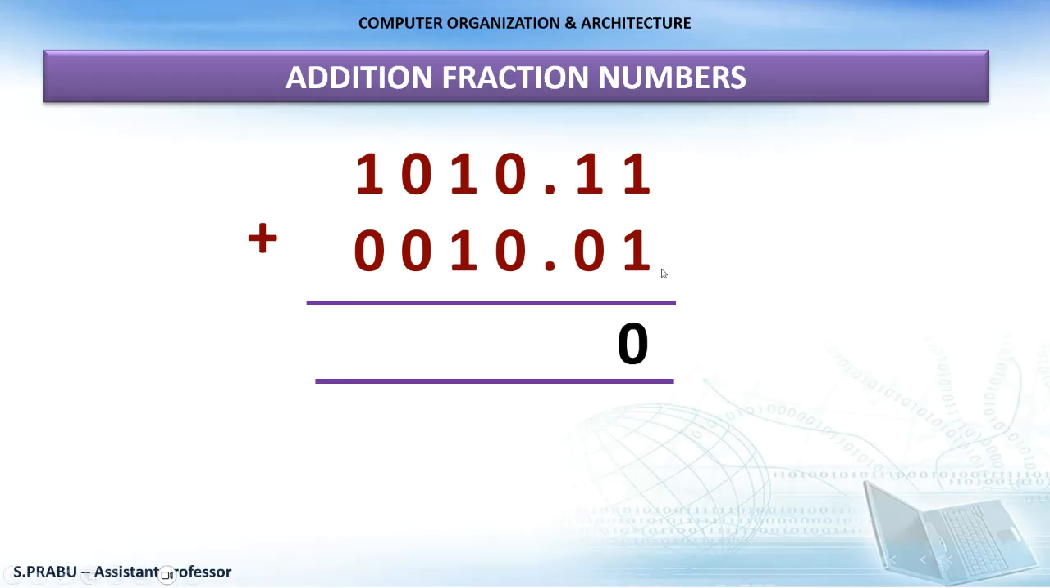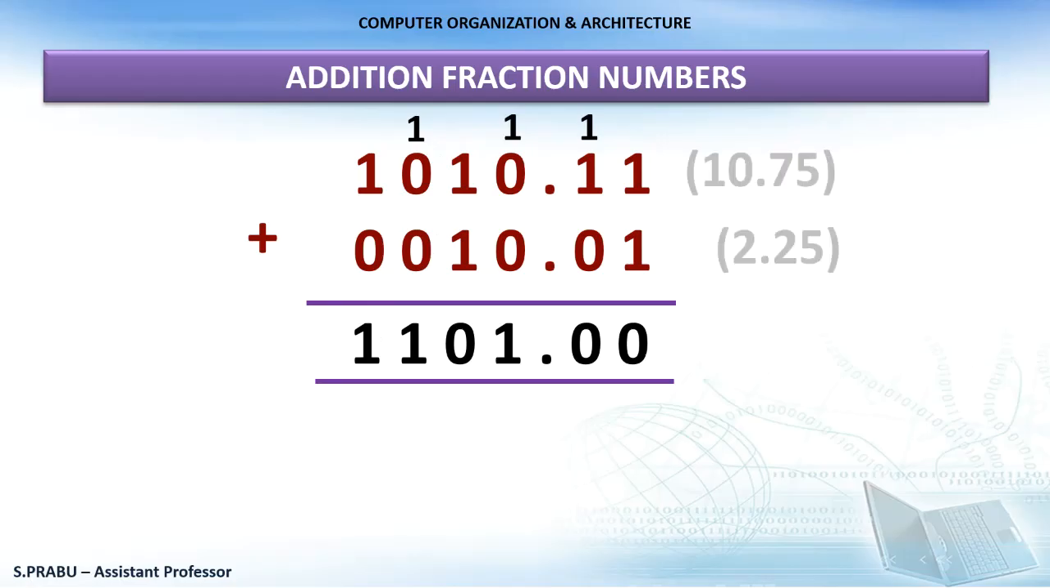So 1 plus 1, 10, carry is 1. 1 plus 1 plus 0, 10, carry is 1. Add the dot operator. Then 1 plus 0 plus 0, 1. 1 plus 1, 10, carry is 1. 1 plus 0 plus 0, 1. Then 1 plus 0, 1. You can cross-check the result by means of decimal numbers. So this is 13.00. The addition operation is over.